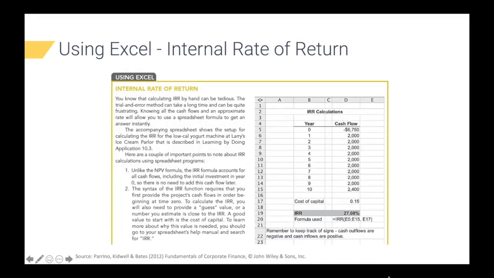As you know, calculating the internal rate of return by hand would be tedious. The trial and error method can take a long time and be quite frustrating. If you know the approximate rate and all the cash flows, then you can use a spreadsheet formula to get your answer instantly.